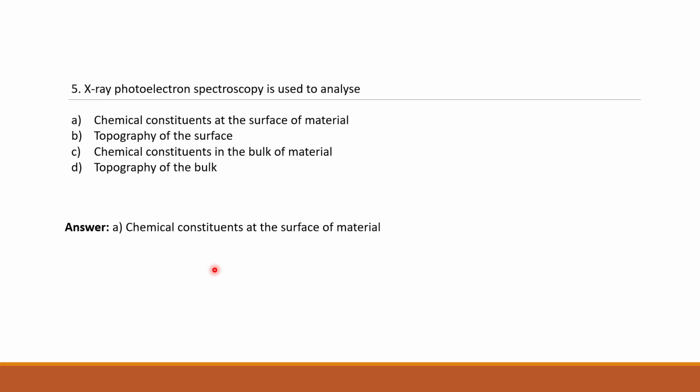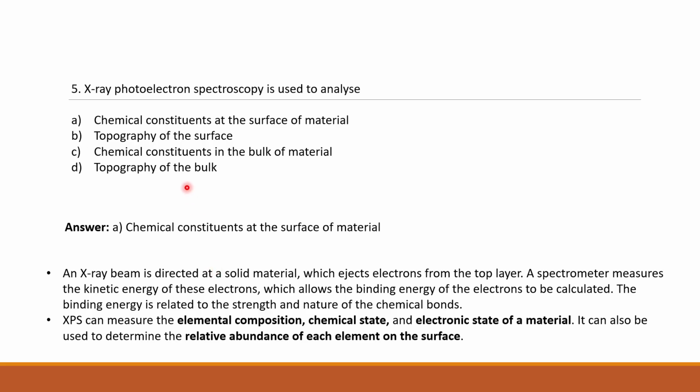Chemical constituents at the surface of the material is analyzed by X-ray photoelectron spectroscopy. So what happens is an X-ray beam is directed at a solid material which ejects electrons from the top layer. When the X-ray beam hits the top layer of the material, like I said, the electrons are ejected out from the top layer. Depending on the penetration power of your beam, only from that area can your electrons be ejected out.